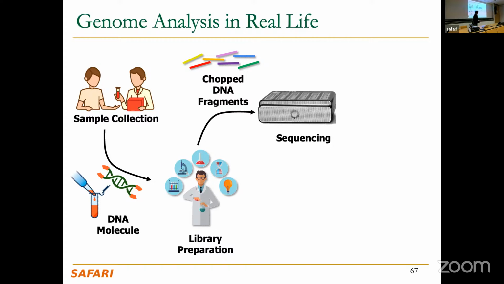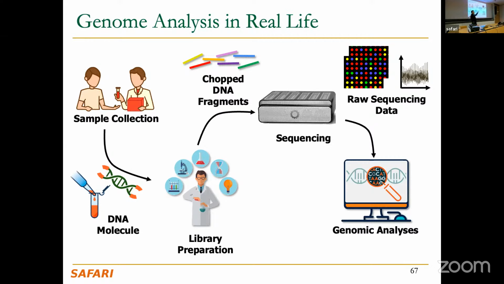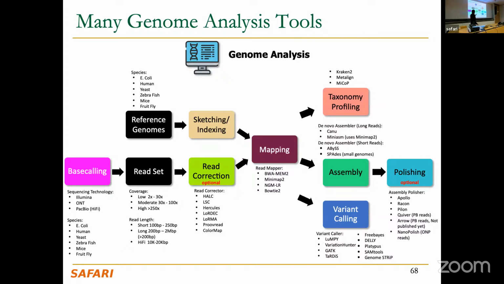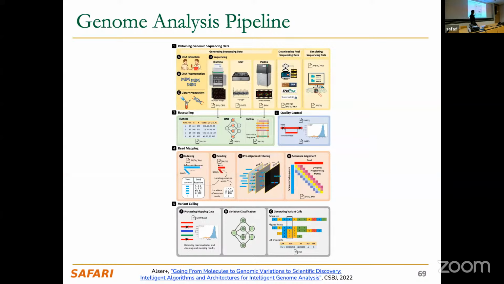DNAs are also fragmented into smaller parts, and the sequencing device takes this DNA and generates data at a very high speed. That data is not directly ATGCs. It's some raw data. It can be electrical signals corresponding to the bases in your DNA, or a set of images, again corresponding to the bases. It's up to us how to interpret that raw data so that we can do our analysis of the genome. There are lots of tools and steps in the genome analysis, starting from translating the raw data that the sequencing machine generates down to understanding what sort of variations you have. This is more or less how the genome analysis pipeline looks.